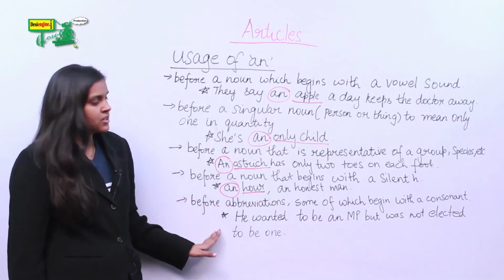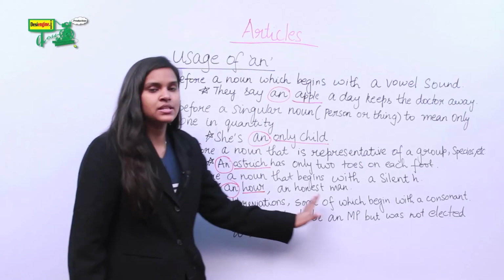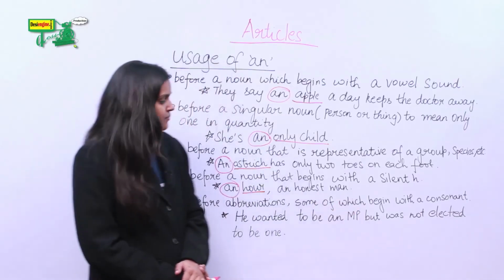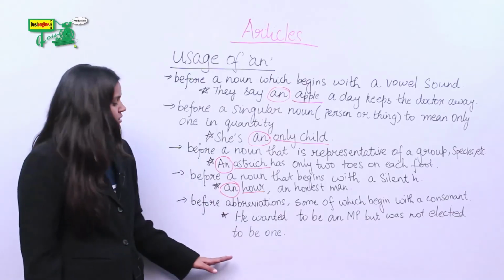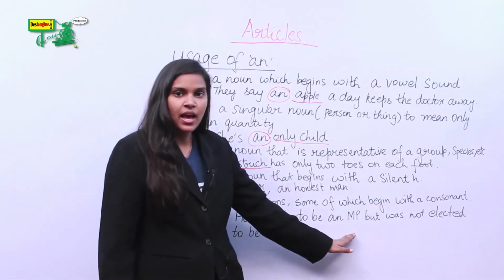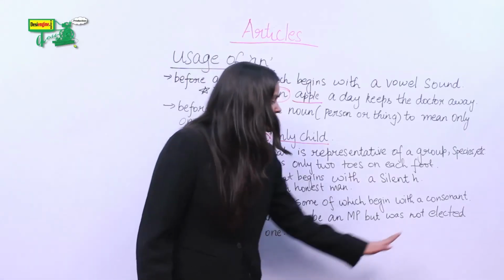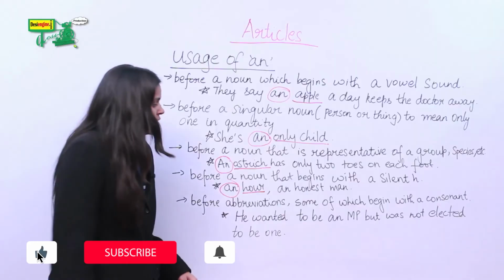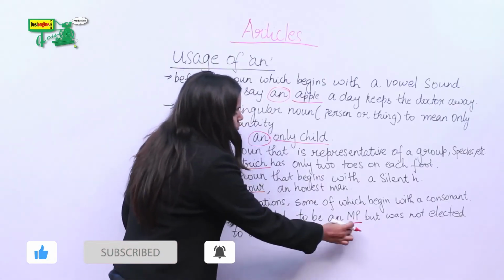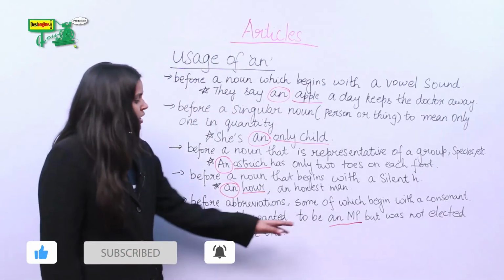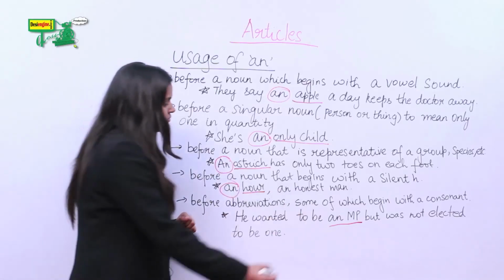The last rule is before abbreviations, some of which begin with a consonant. For example, in this sentence, he wanted to be an MP but was not elected to be one. In front of abbreviation MP, article an is used.